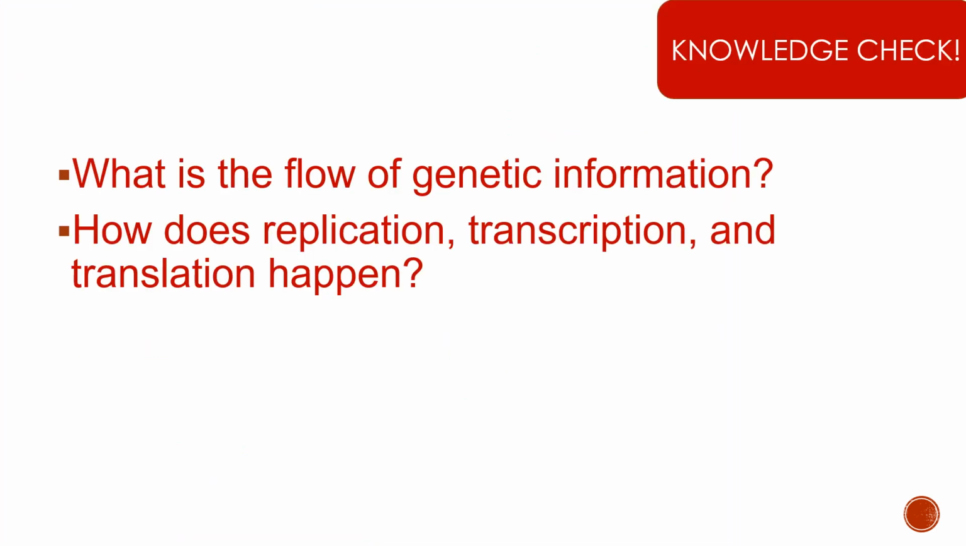So what have we learned from this unit 4.3? First, we've learned about the flow of genetic information, and we also learned about how replication, transcription, and translation happen. So that's it for unit 4.3.